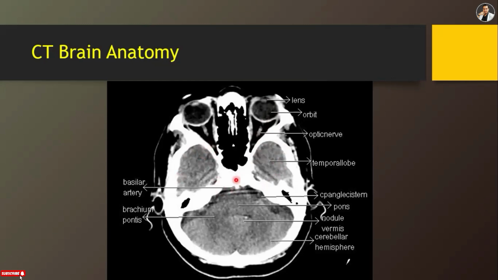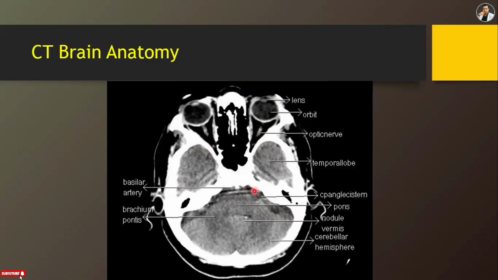And here, we have the artery of the basilar. We can see the contrast between the two arteries. We can see the white part of the enhancement. And the CP angle. CP angle means the cerebellum and the pons. These two angles are the CP angle.